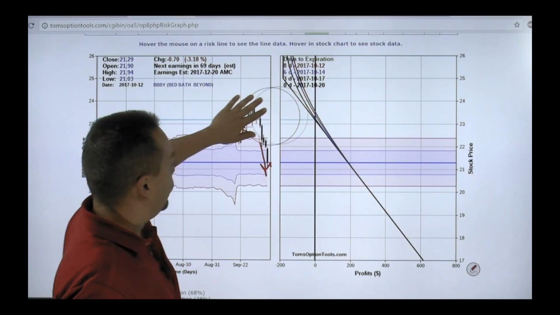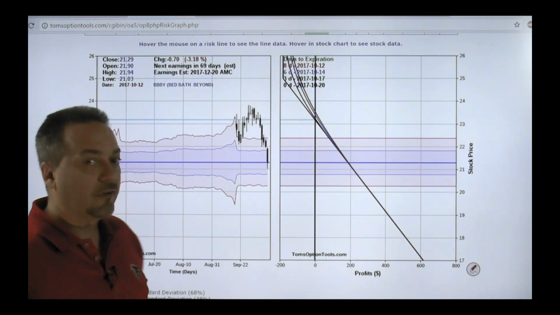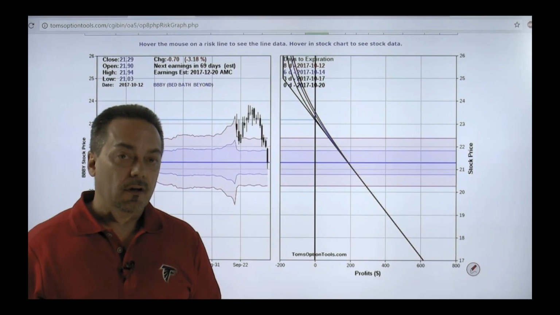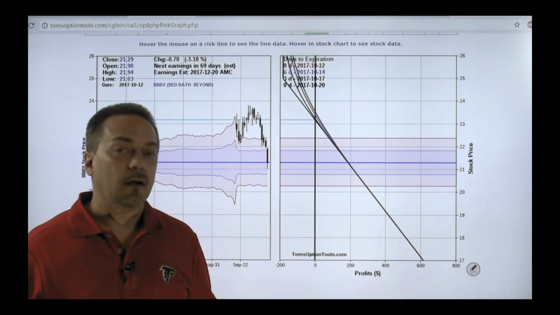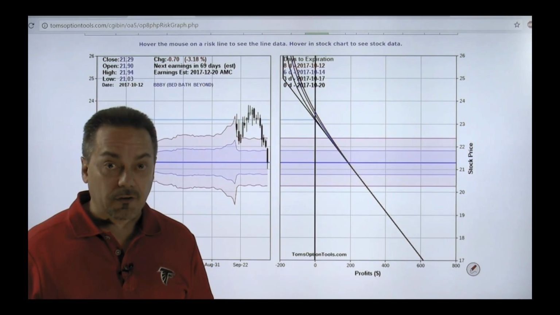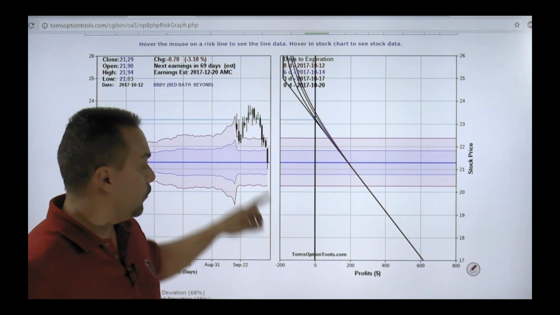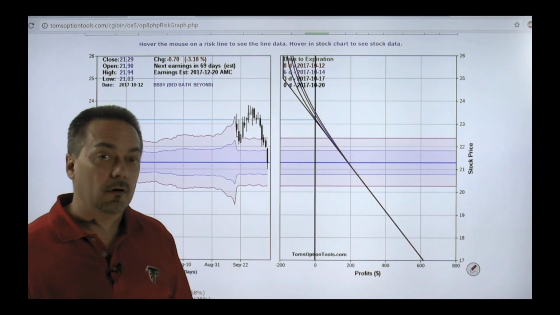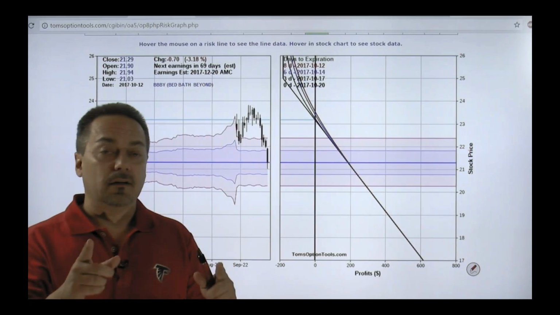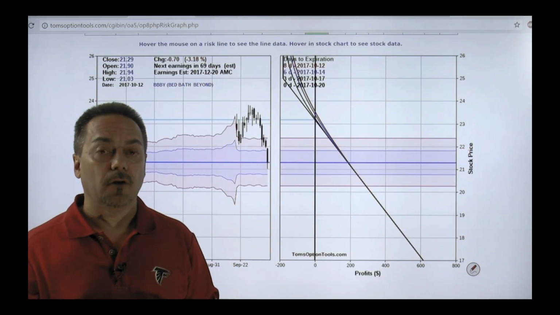So again, puts allow us to make money to the downside. If you are long a put, that means you are short the underlying stock. You have limited risk, limited upside risk. You also have limited downside profit potential all the way to the stock getting to zero, right? So I'm going to show you the end result on this one in just a moment.